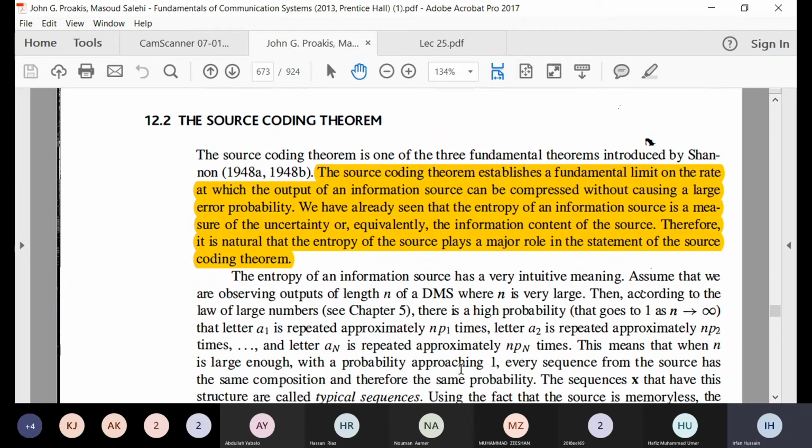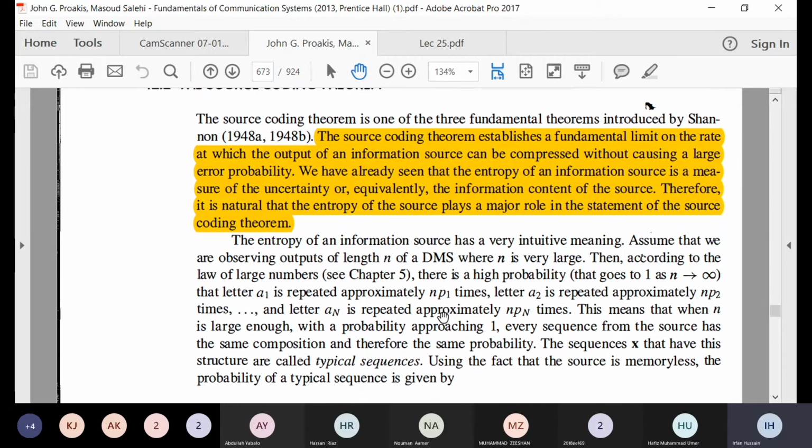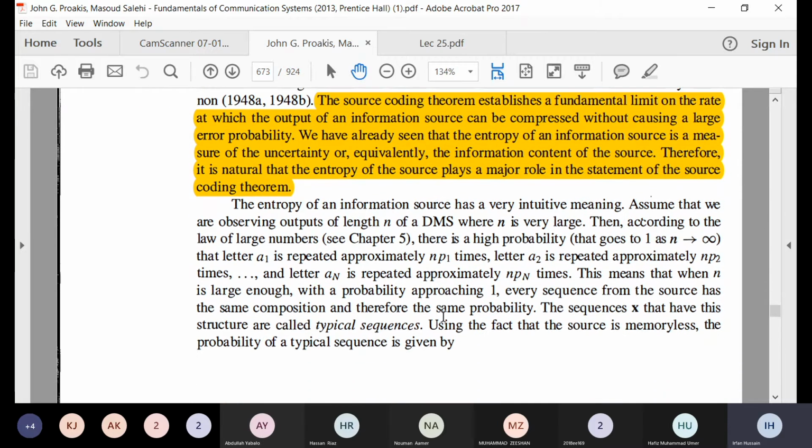Then we have the last topic of this chapter. This is called the source coding theorem. This is a fundamental theorem. It establishes the rate at which an information source can be compressed without causing a large error probability. So a very good explanation is given. This question is not in the notes.